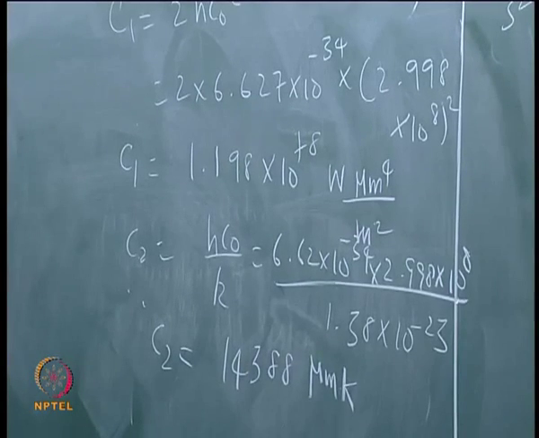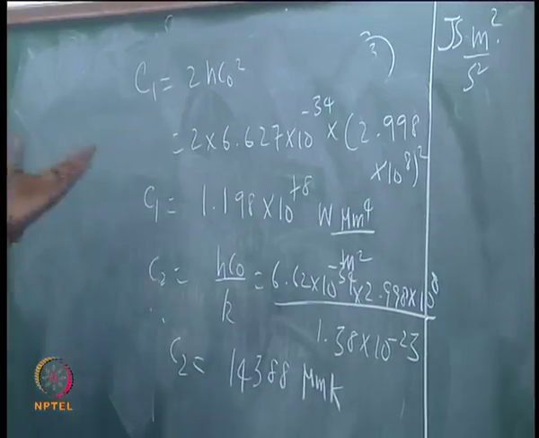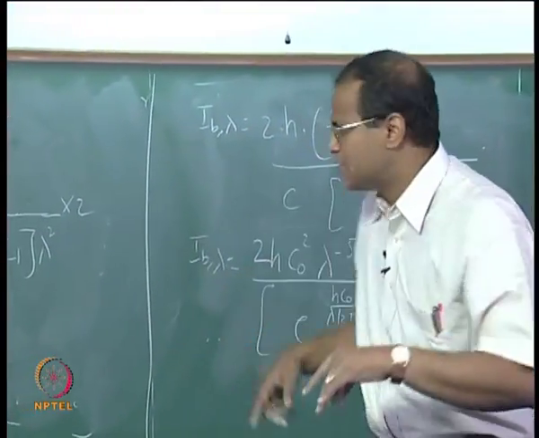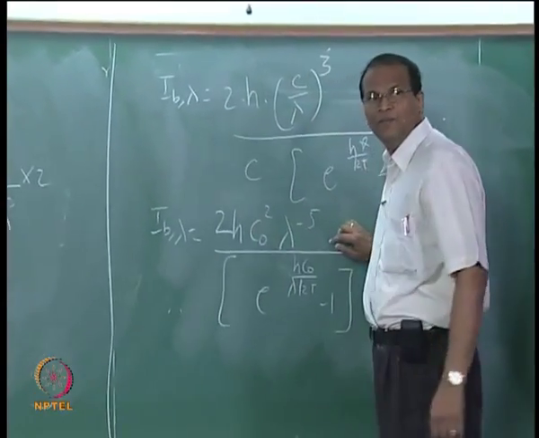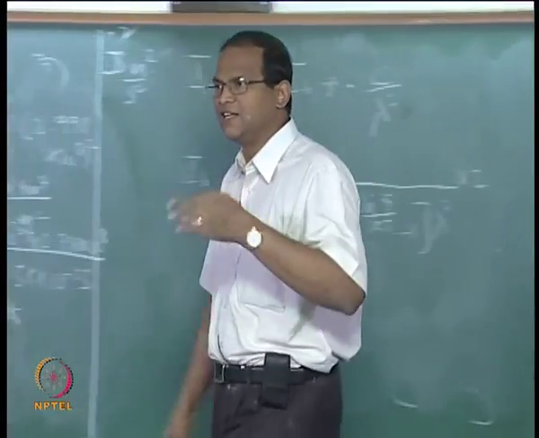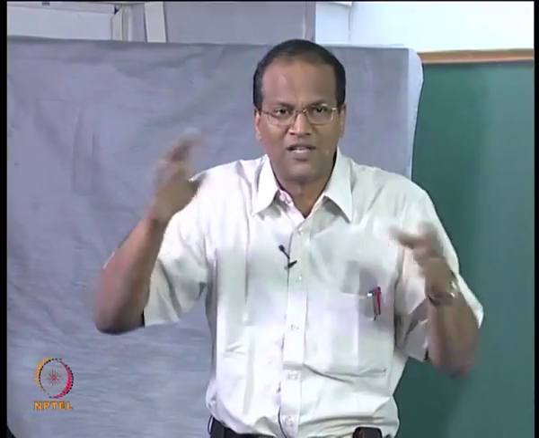So C1 is called the first radiation constant, C2 is called the second radiation constant. So what is so great about this? He also multiplied by 2 for polarization, all that, and he got an expression for I_b lambda which, when plotted, gives exactly the same thing as what people measured for all wavelengths and for all temperatures. So therefore his result must be correct. If his result has to be correct, all the steps which he has taken must also be correct.